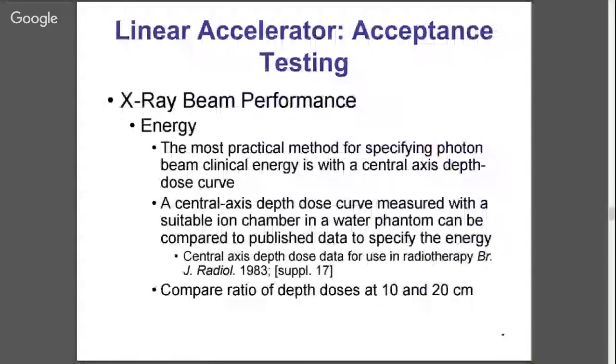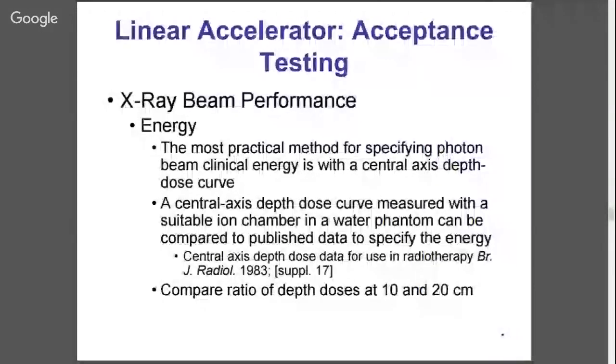Okay, so the other important aspect, those are some of the mechanical tests, and as I said, those are not exhaustive, but they give you a feel for the sort of things we can do to check the mechanical movement. And there was some radiation checking there as well. We were checking the congruency of the light field and radiation field as well, remember. But also another important aspect is that of X-ray beam performance.